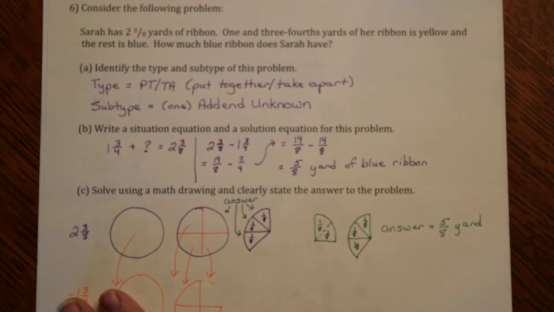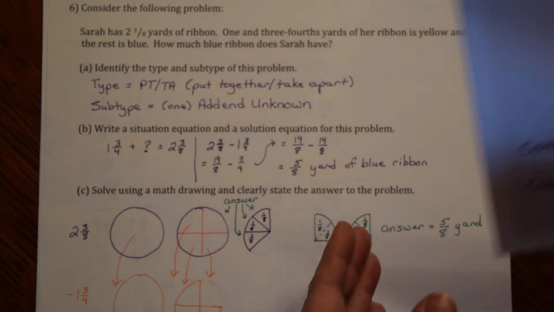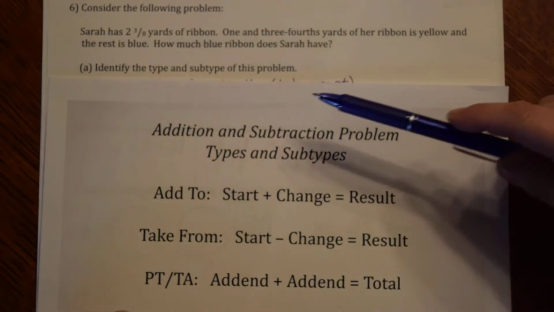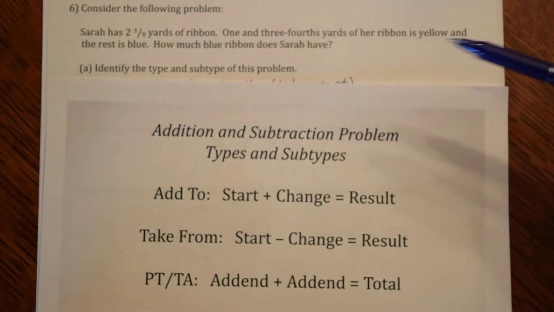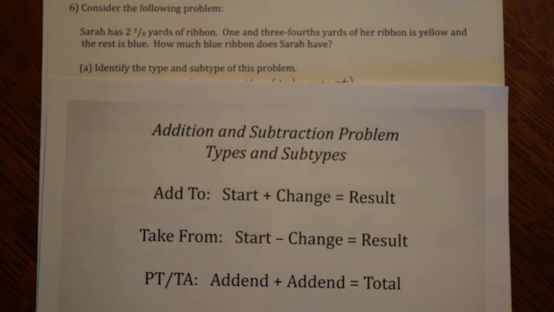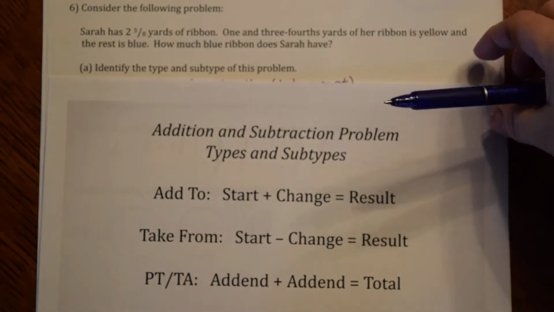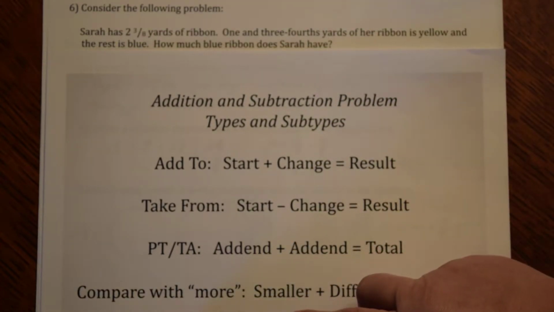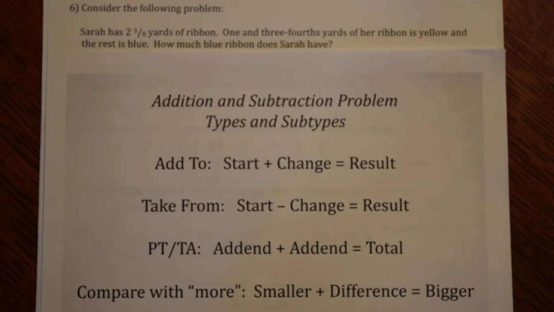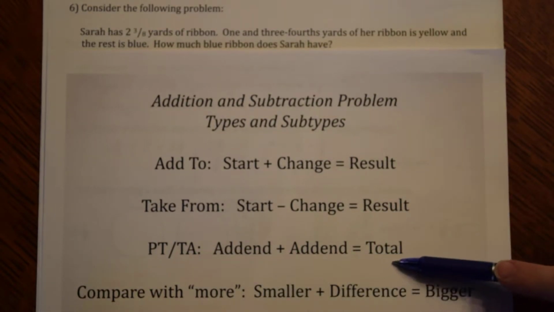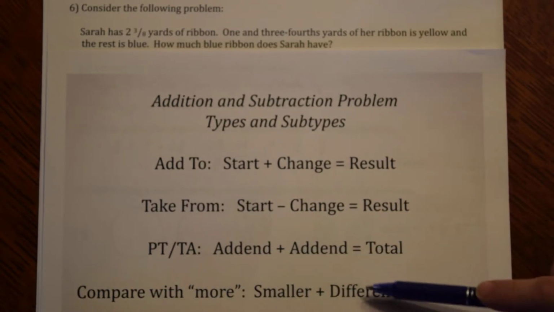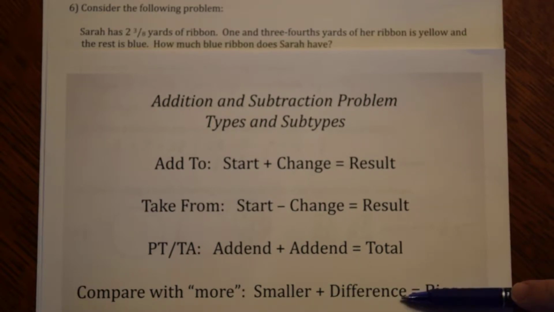Well, the first question wants to know about the type and subtype. So if we look at this, they're talking about one moment in time. Time is not passing. And so that eliminates the add to and take from. So it's either the put together, take apart, or compare. Well, the put together, take apart deals with the total, whereas the compare talks about the difference between them.